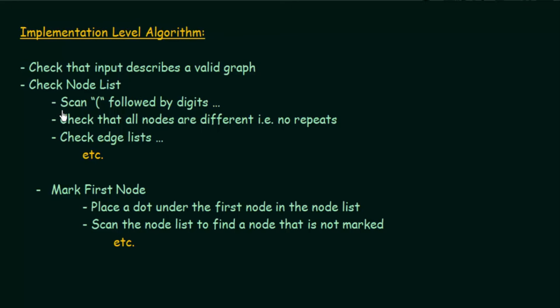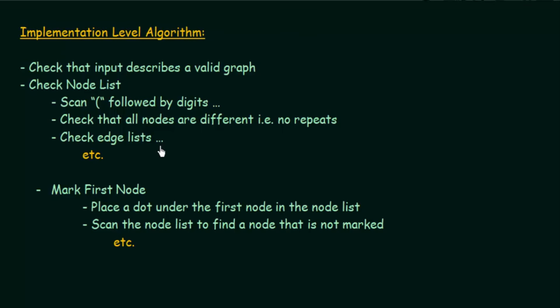So first of all, as I showed you before, we have this open parenthesis on our tape. So we scan the open parenthesis followed by the digits, which represent the node numbers. And then we check that all nodes are different, that is, no repetitions are there. All the nodes should be unique and different, otherwise it does not represent a valid graph. So we check that all the nodes are different, and after that we check the edge list.